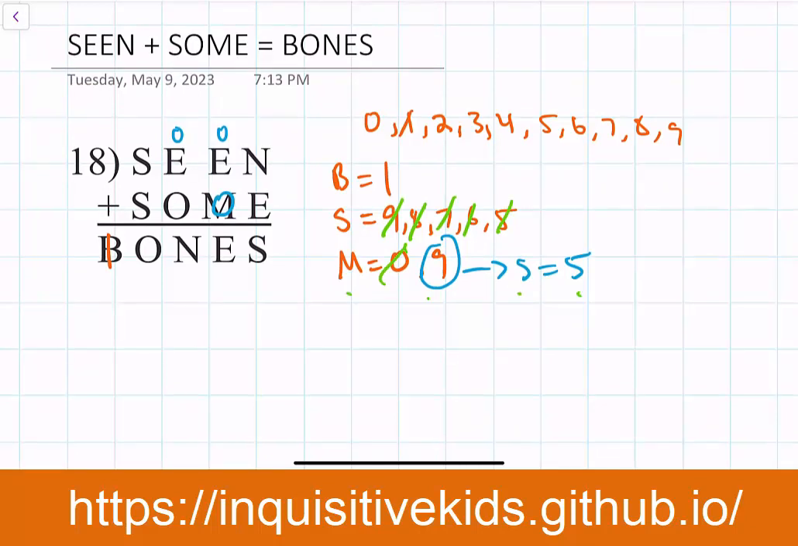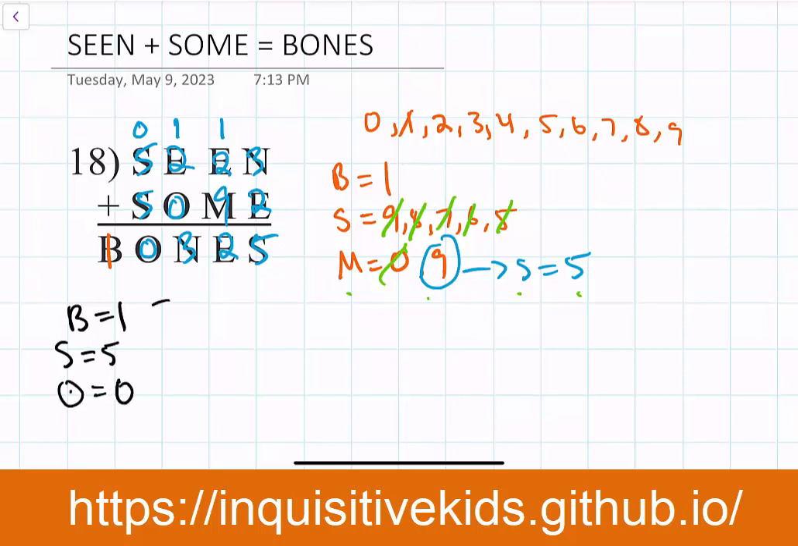So let's go ahead and put that in. So O would be 0, and there would be no carrying. There would be a 1 carried here, a 1 carried here, and N would be 3, and E would be 2. So this is our solution, guys. Let's rewrite it. B equals 1, S equals 5, O equals 0, E equals 2, M equals 9, and N equals 3. That is our solution.